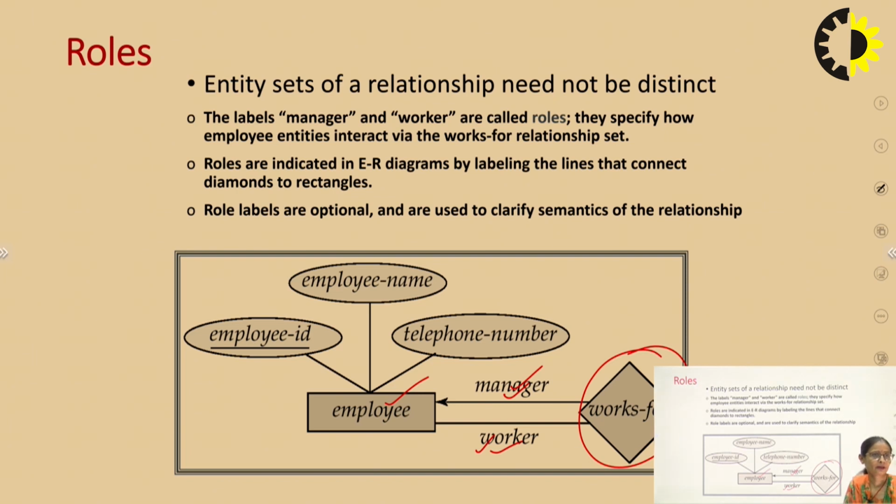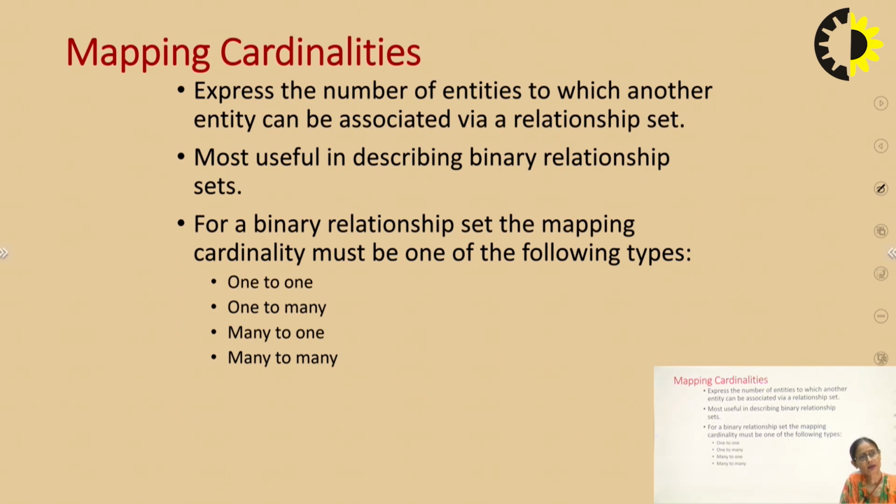Roles are indicated in an ER diagram by labeling the lines. That is, we label the lines that connect the diamond to the rectangles. Role labels are optional and are used to clarify the semantics of the relationship. Now the next important part when we draw an ER diagram is how we are going to map the cardinality. That is, expressing the number of entities to which another entity can be associated via the relationship set. It is generally used in binary relationship sets. We have one to one, one to many, many to one, and many to many.